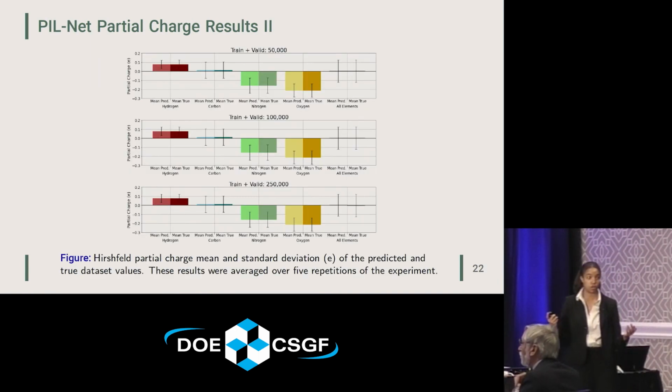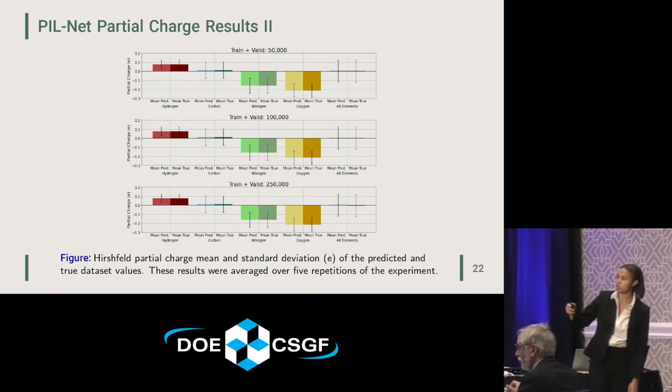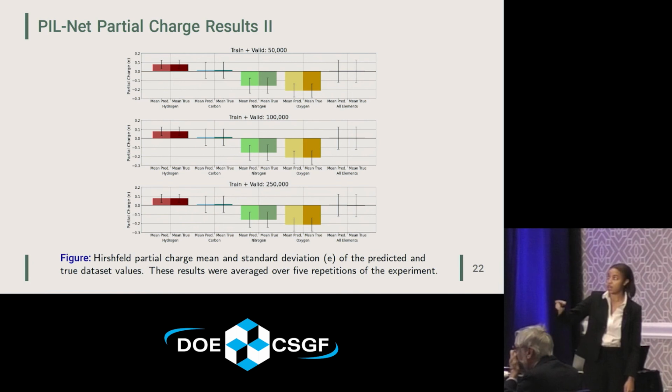And then this is just an alternative view. It might be a bit hard to see, but each plot corresponds to a different training set size, and the colors within each plot correspond to an element type. The left is our mean predicted value for partial charge, and the right is the data set's true value for partial charge. You notice that they're quite level throughout, so it's another view that our predictions are very close to what they ought to be. Same for the standard deviations, they're quite similar. And as an added bonus, the hydrogen and carbon partial charge is positive, and nitrogen and oxygen is negative, as would be expected.